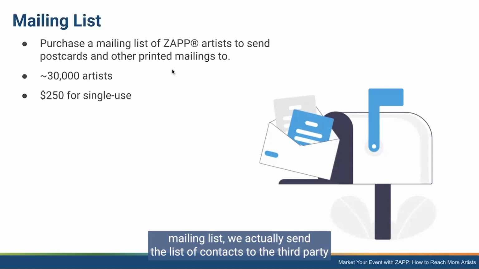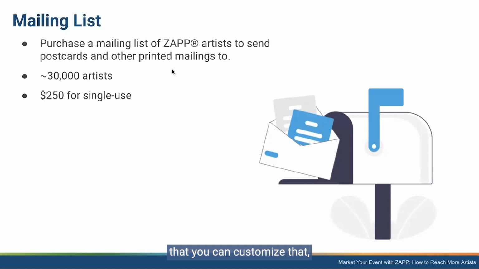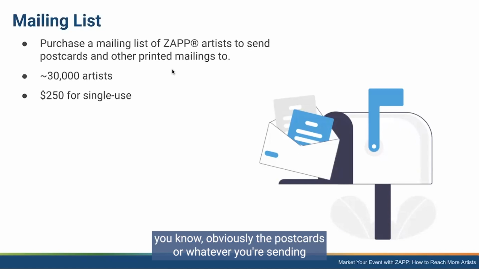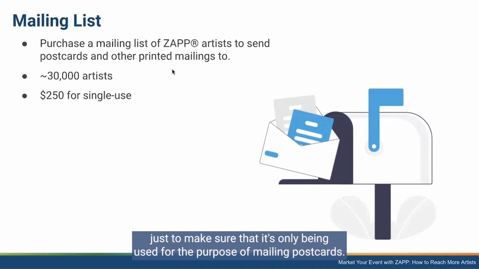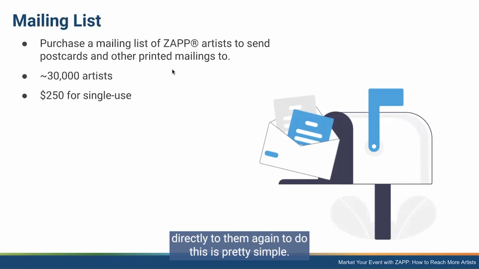When you purchase the mailing list, we actually send the list of contacts to the third-party mailing house of your choice. So you'll have to work with the mailing house, where you can customize the postcards or whatever you're sending, and we'll have the mailing house sign a single-use agreement just to make sure that it's only being used for the purpose of mailing postcards, and we'll send the list directly to them.